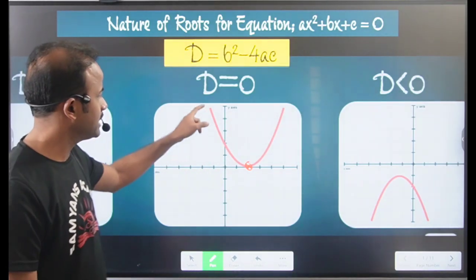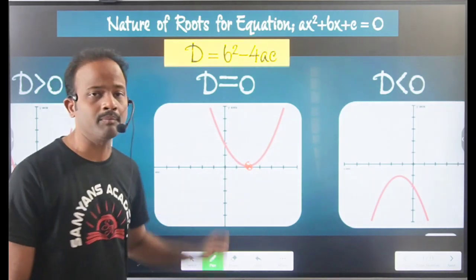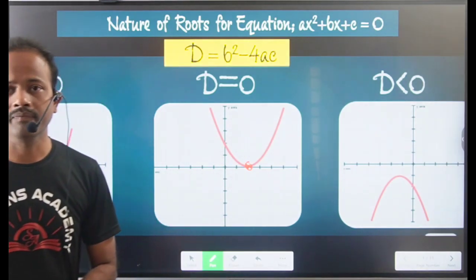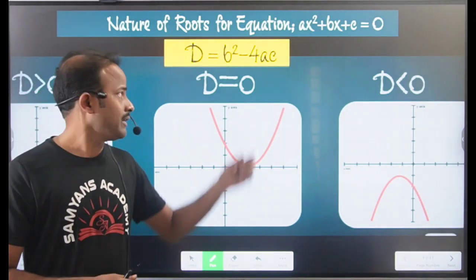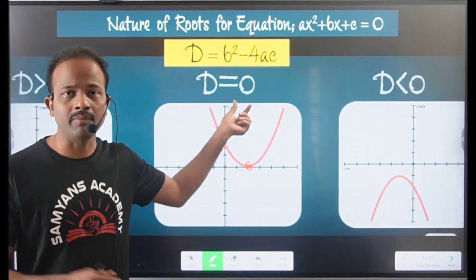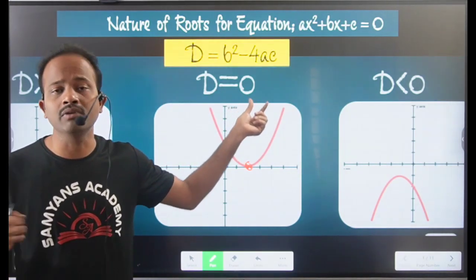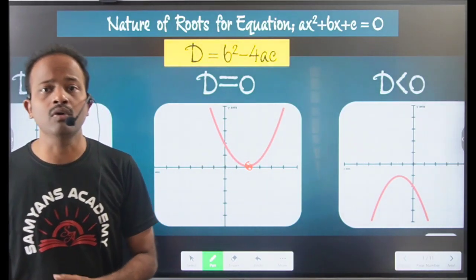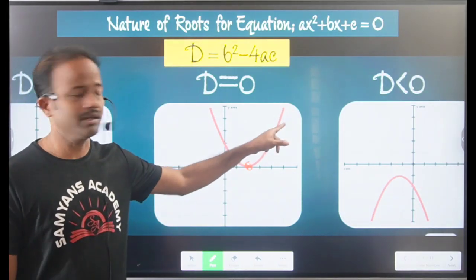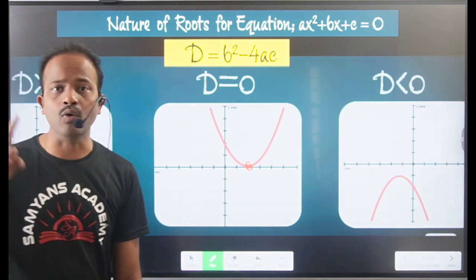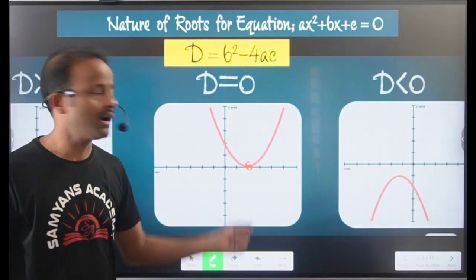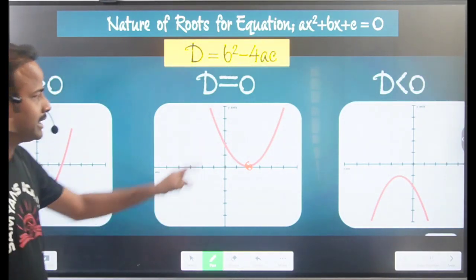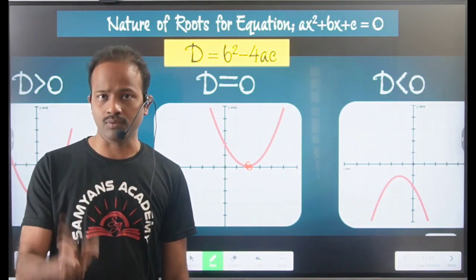Now you see the graph. This graph cuts the x-axis at only one point. So what does it indicate? b square minus 4ac is called the discriminant. If the discriminant value is 0, what is the nature of the roots? Two equal real roots exist. Then how will you show it on the graph? Like this: the graph touches the x-axis at only one point, and this indicates that it has two equal real roots.